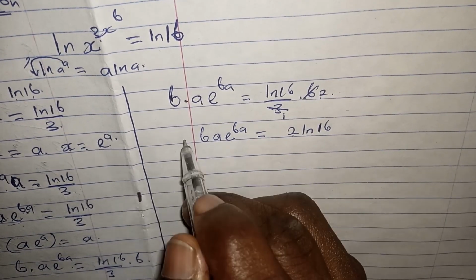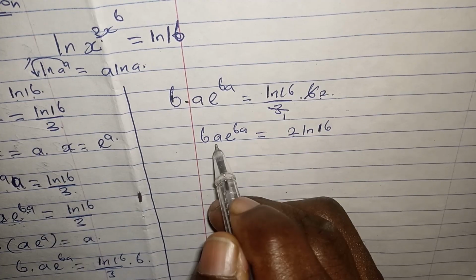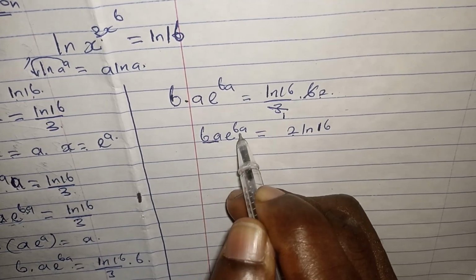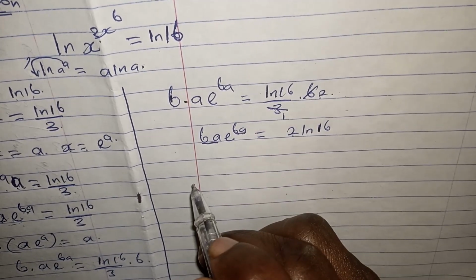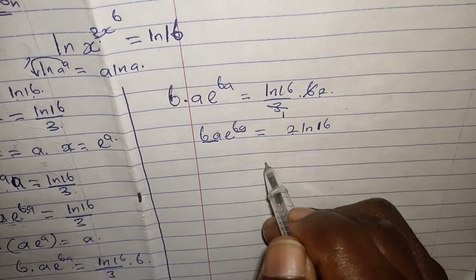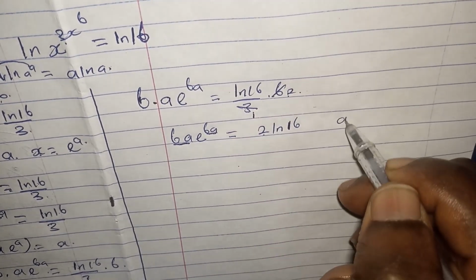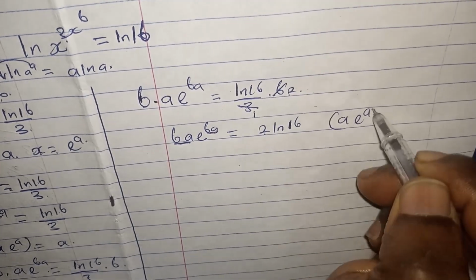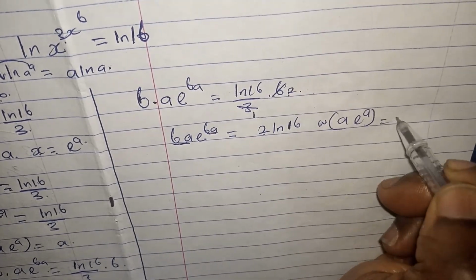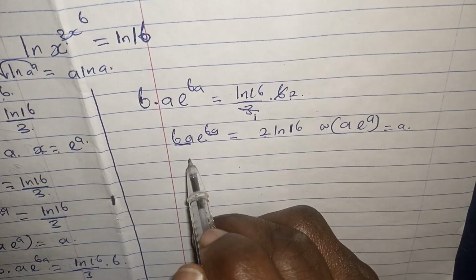2 ln 16. So at this point, we can apply the Lambert W function because this point is equivalent to this part. From the Lambert W function, which says if you have a exponential a, if you take the Lambert W function of it, it also equals a. So at this point, we can take the Lambert W function.